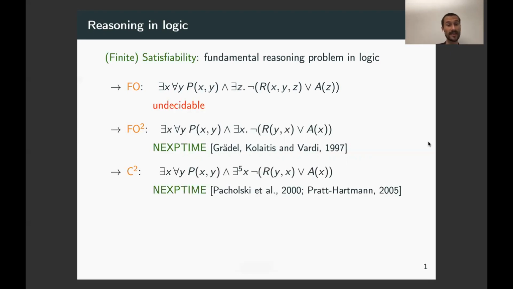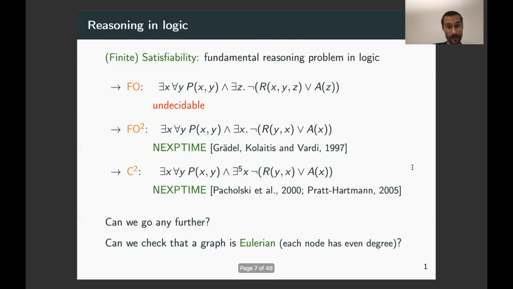However, what we are missing in FO2 is counting. And to overcome this, another logic is introduced called C2. Here it is the same as FO2, just two variables, but now we can quantify with a number. So we can say that there exist exactly 5 x's such that the subformula after it holds. This has the same complexity of satisfiability and finite satisfiability, NExpTime. However, the question is, can we go any further?